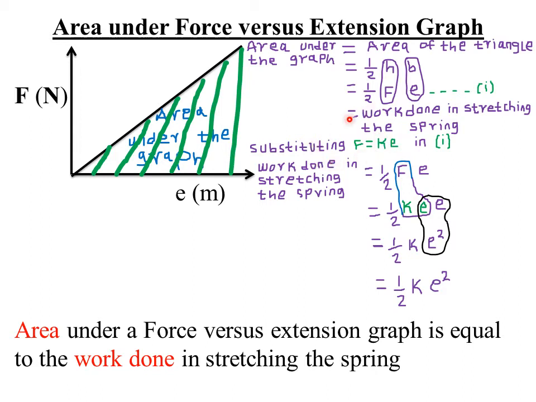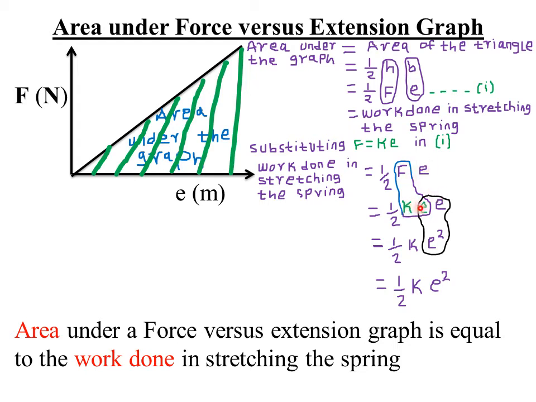So if I substitute force equals Ke in the equation of the work done, we will have the work done in stretching the spring being equal to a half Fe. Remember, a half Fe is just this equation here. So in the region where we have force, we are replacing it with the spring constant and the extension. Therefore, this equation will become a half F, which is actually Ke, times this extension that was here.